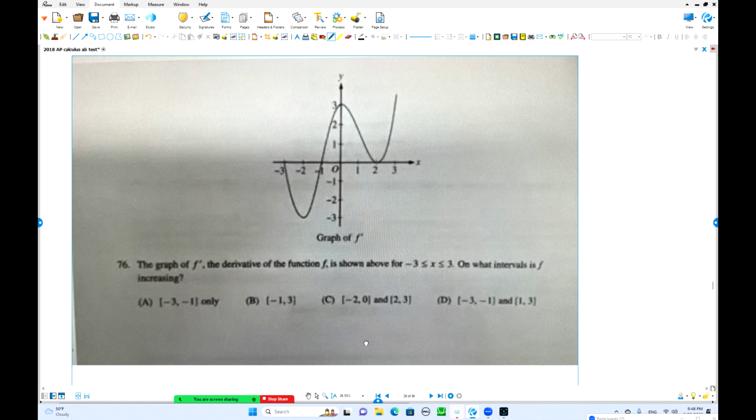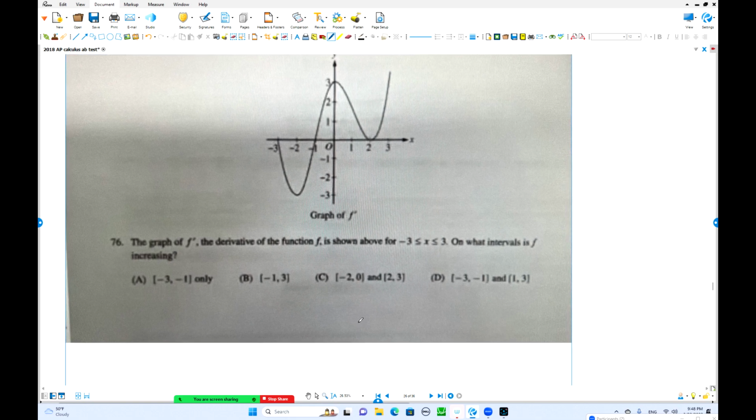Now, from now, we can use our calculator, okay? The graph of f prime, the derivative of function f, is shown above for negative 3 to 3. On what intervals is f increasing? This is the graph of f prime, okay? Only f prime gives us information about increasing and decreasing. Additionally, maybe we can say concave up or concave down, because we can find the slope of this line. But they're asking only about increasing.